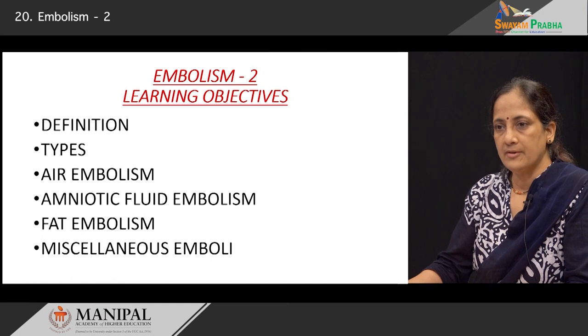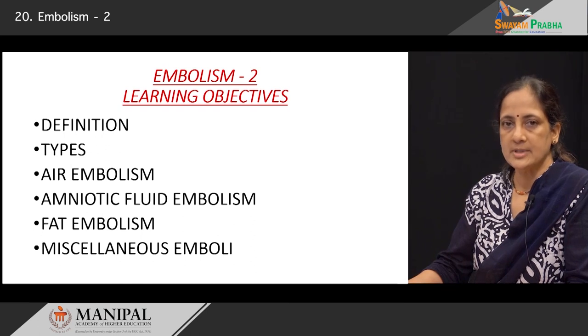We have now recapped the definition of embolus. We have seen that there are four different ways in which emboli can be classified. We studied specific features of air embolism, amniotic fluid embolism, fat embolism, and a miscellaneous group of emboli.